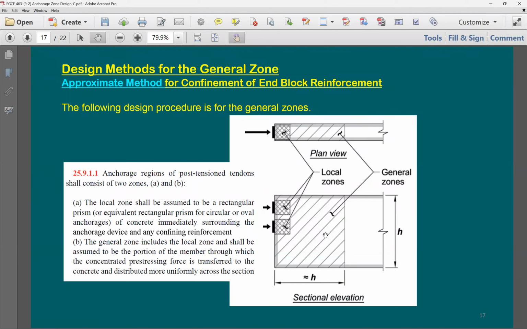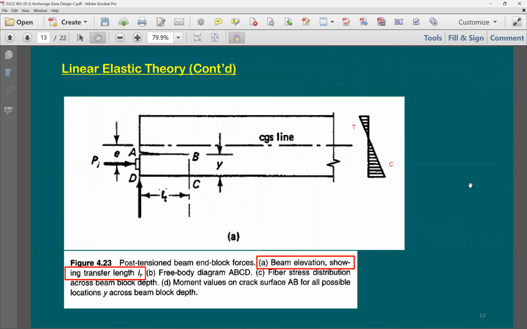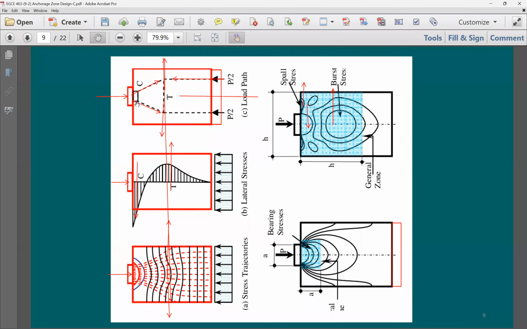Again, this gives you the local zone, and this gives you the general zone. And you'd like to see this approximate method, and how can we use it? Here's the strut-and-tie again. If you have one force, you can divide it into two forces. It depends on the plate size. The first time when I discussed this, I just considered that the plate size can be equal to 0. Let me take you back to this slide. When we did the analysis this way, we said, well, this can be just a point load. But the reality is, you have an anchor plate. And this anchor plate is just distributing the stresses on the face of the beam.